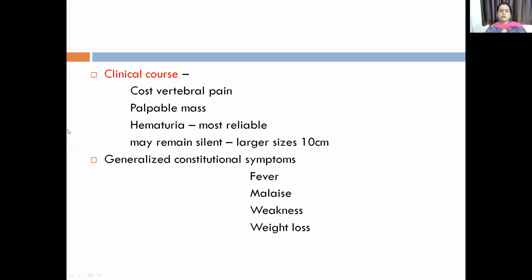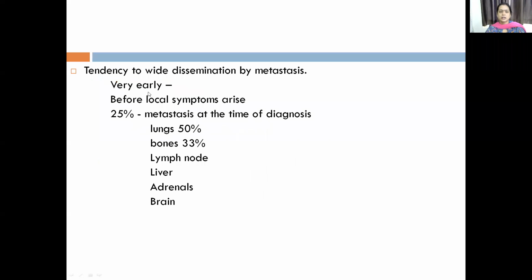So what is the clinical course? Palpable mass, hematuria, may remain silent, large size up to 10 centimeters, post-vertebral pain will be there. There can be some generalized constitutional symptoms like fever, weight loss, malaise, weakness. And there will be metastasis even very early, at the time of diagnosis itself, like 25%. You can have metastasis to the lungs, 50%, bones, 33%. We can also see metastasis in lymph nodes, liver, adrenals, and the brain.